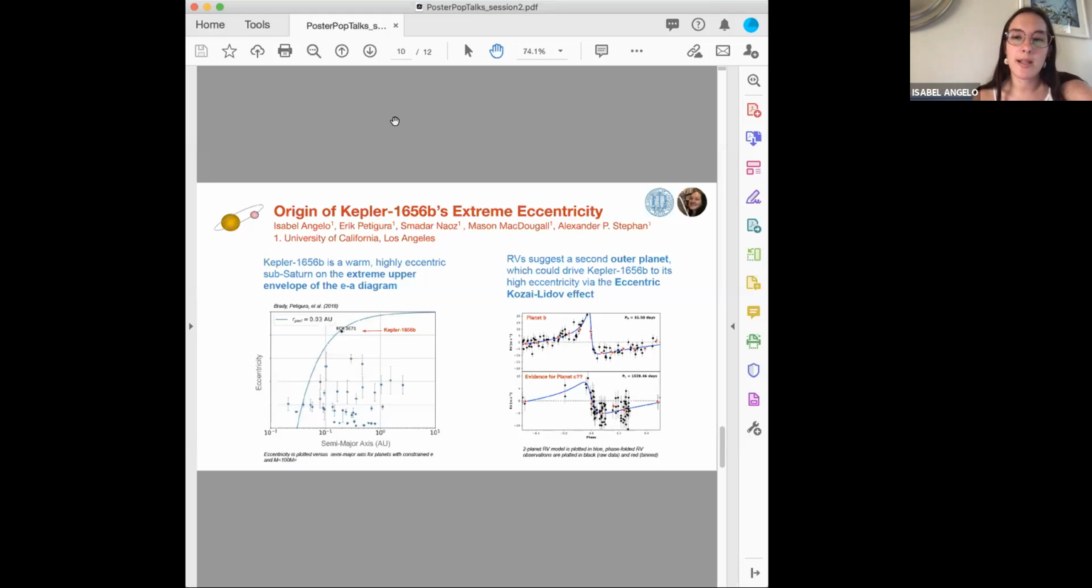And that will tell us how likely it is that a second planet can be inducing the eccentricity via the eccentric Kozai-Lidov effect. So if you're interested in sub-Saturns or dynamics, eccentric systems, or planet formation, feel free to message me or check out our poster on the Slack.